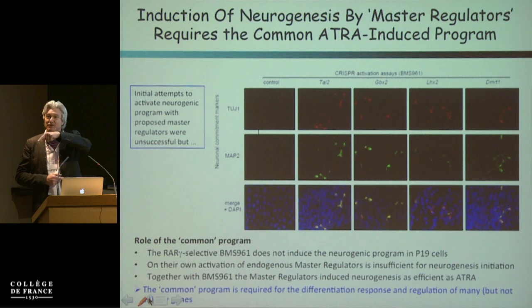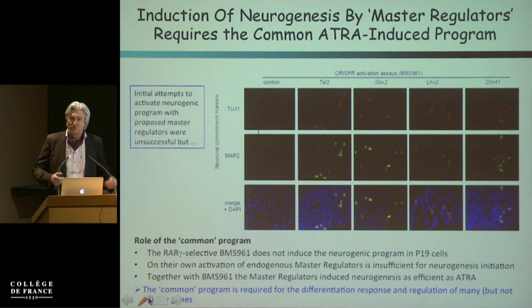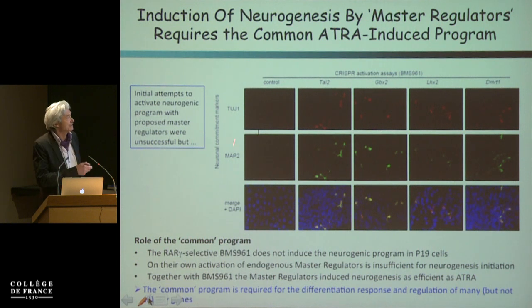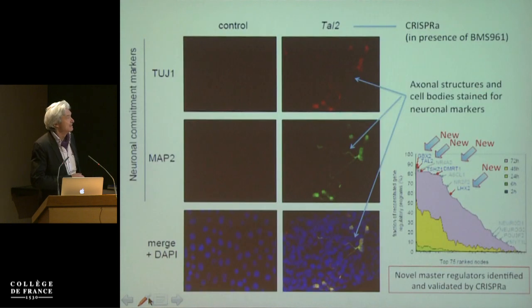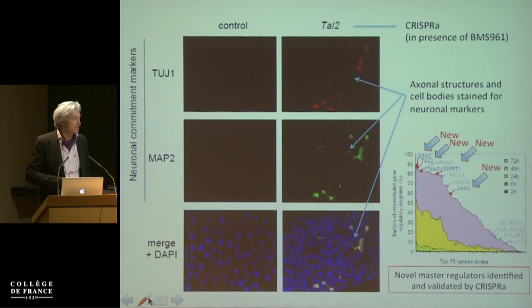So we activated them with a retinoid, which is activating the common program, but not the neurogenesis itself. So we use the one from the endodermal differentiation. This is the gamma-specific 961. And with the gamma-specific 961 together, then activating TAL2, GBX2, LHF2, and these factors, we get neuronal differentiation in these P19 cells, as you can see here by the TUJ1 and the MAP2 markers. And here's a blow-up of these experiments where you can really see that it's indeed the axonal projections which are stained.